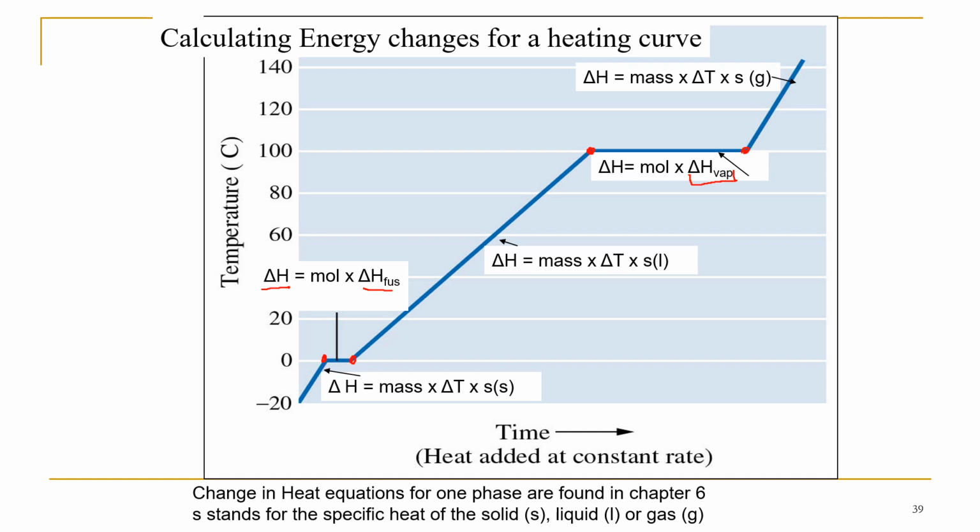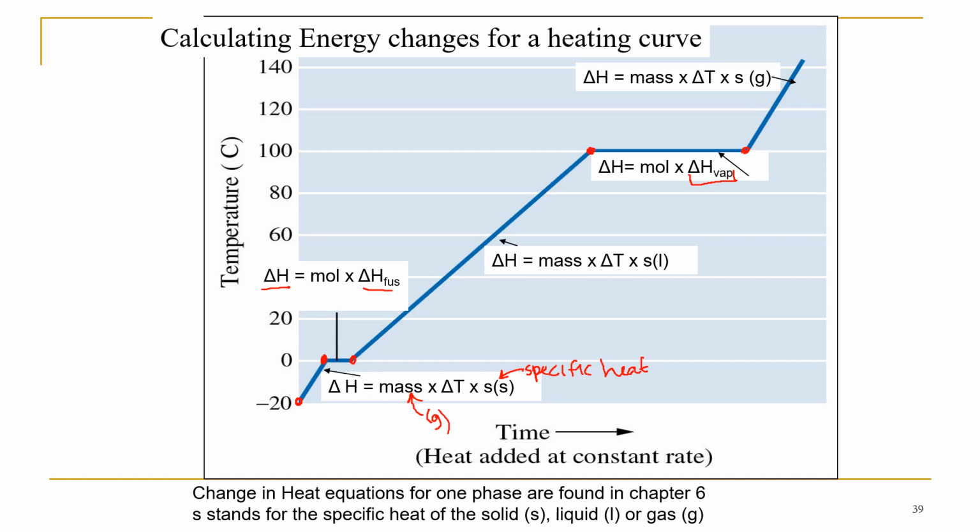If you want to know how much energy it takes to take ice from -20 and boil it up to 140 degrees, you're going to have to add each of these segments together. These formulas here are back from chapter 6. So if you want to know how much heat is required to go from -20 up to 0 as a solid, you need the mass of the solid in grams. You need the change in temperature, because remember we use specific heat. This is the specific heat for the solid.